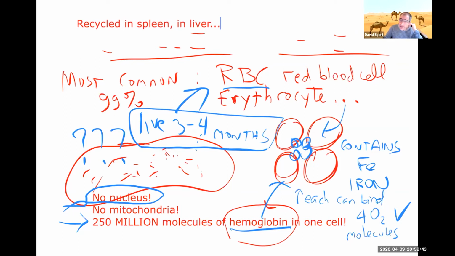So we talked about how these sinusoidal capillaries are places where blood can get processed. So these are places where you have white blood cells and stuff reaching in and scavenging worn out red blood cells and recycling them.